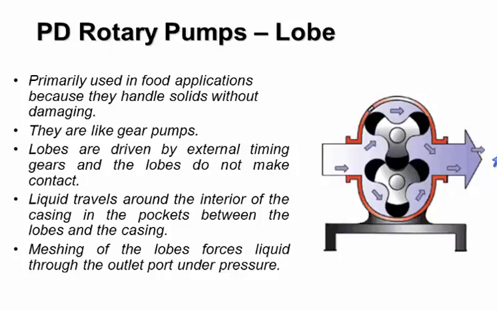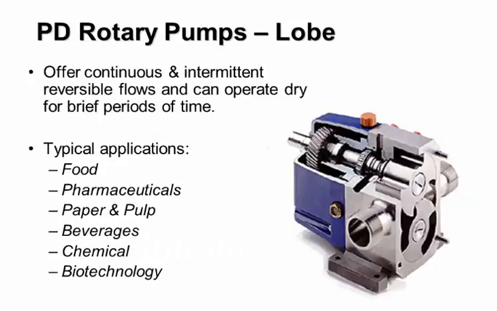What kind of liquids do you think rotary lobe pumps handle? Highly viscous, yes, they handle viscous liquids. Semi-solids, yes. As a matter of fact, when you've got these lobes driven by outer gears, and I'll show you an example of this, where the lobes do not contact each other, you can pump things like strawberries. They don't damage the solids. They're very, very gentle, especially at low speeds.